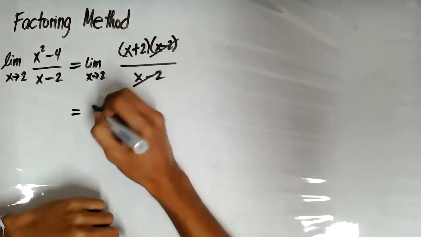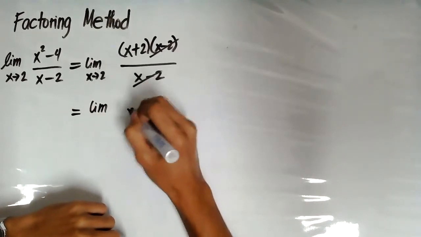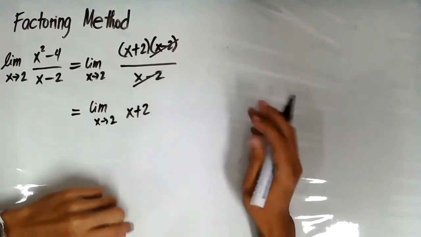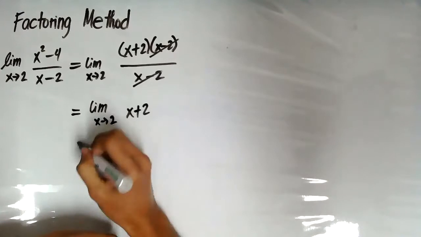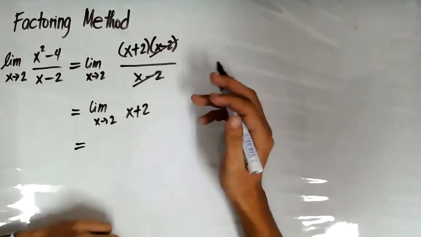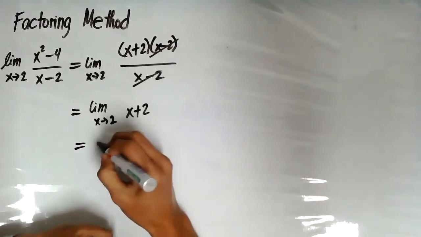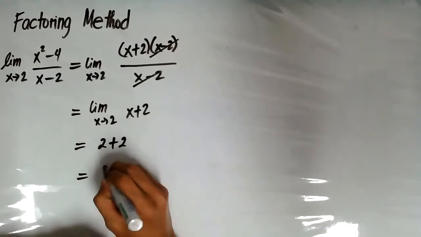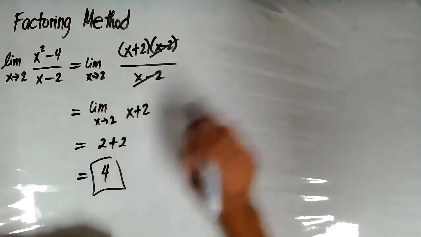So we have here the limit of x plus 2 as x approaches the value 2. What will be the limit of this? By applying the substitution method again, we evaluate this function. We have here the limit of 2 plus 2, which is equal to 4.